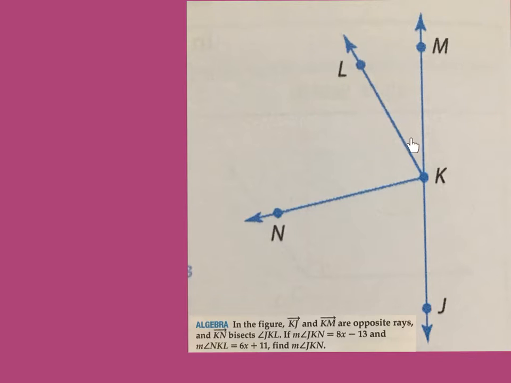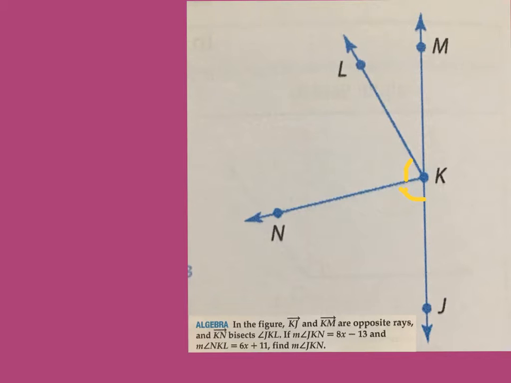An angle bisector. So if KN bisects JKL, we know that angle LKN and angle JKN have to be congruent because KN is the bisector. So LKN and NKJ are congruent angles because KN is a bisector. Let's read on.